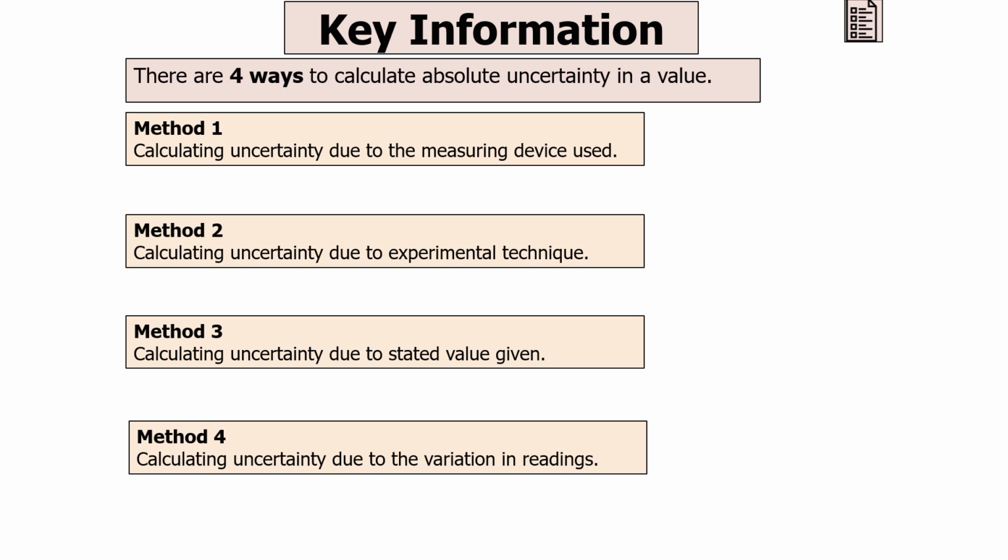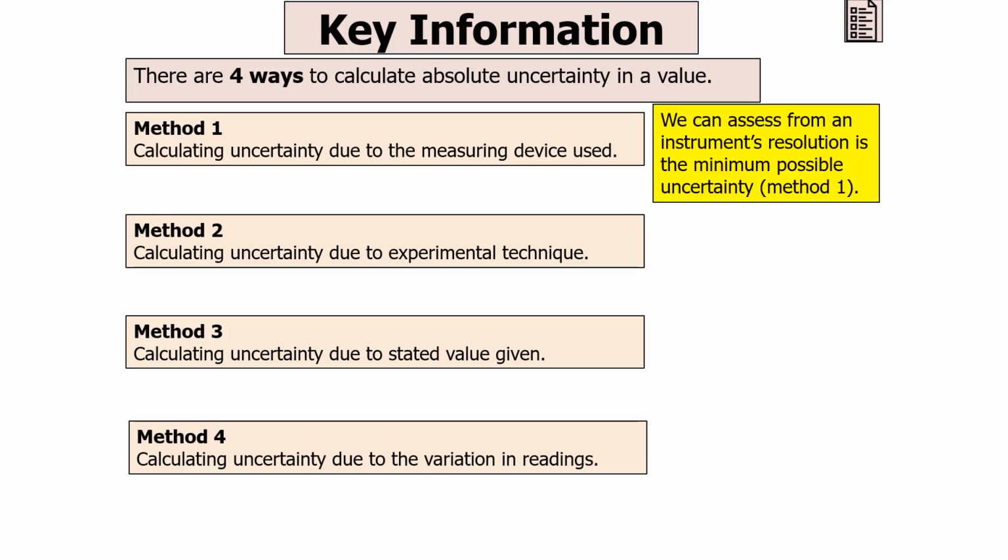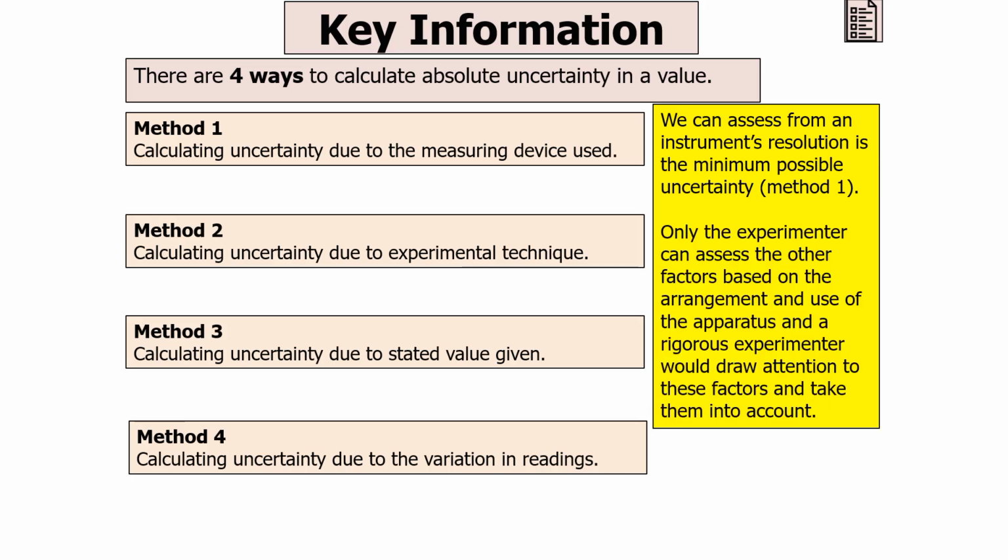Method 1, calculating uncertainty due to the measuring device used. Method 2, calculating uncertainty due to experimental technique. Method 3, calculating uncertainty due to a stated value given. And method 4, calculating uncertainty due to the variation in readings. Now we can assess from an instrument's resolution the minimum possible uncertainty. Now only the experimenter can assess the other factors based on the arrangement and the use of the apparatus, and a rigorous experimenter would draw attention to these factors and take them into account.